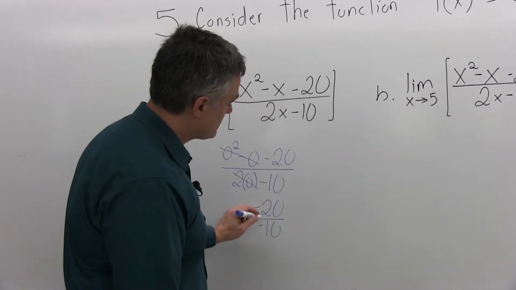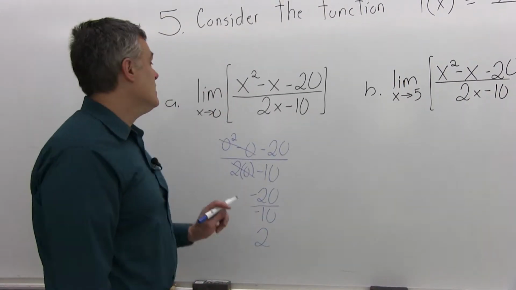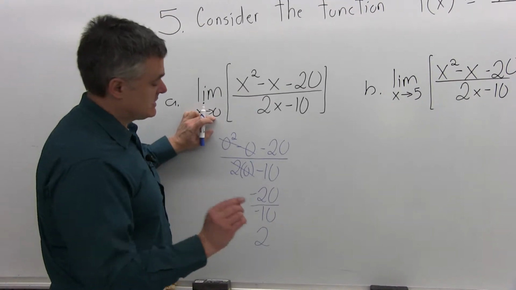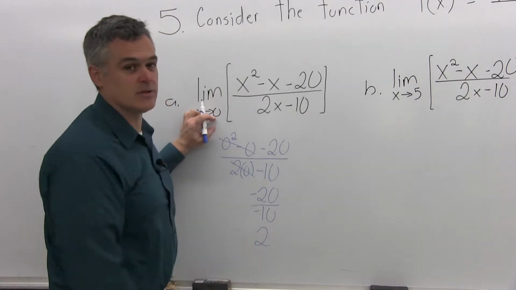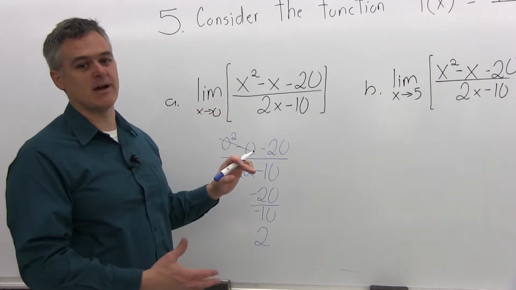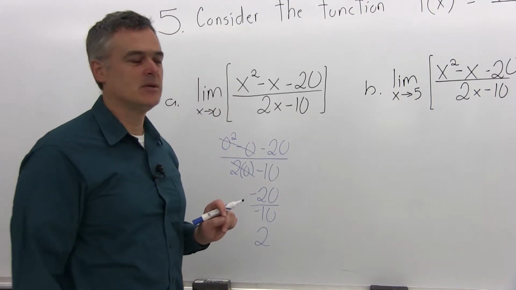And the minuses will cancel, and 20 over 10 will reduce to 2. It reduces to positive 2. So as I put in input values that are super close to 0, the output gets super close to positive 2. And again, that positive 2 output is the height on the graph. You would be up 2 on the graph as you put in values really close to 0.